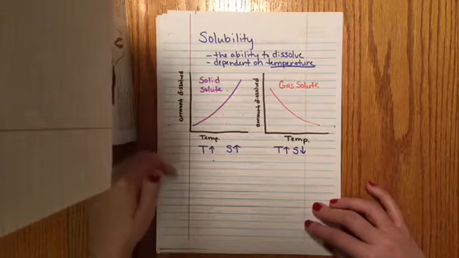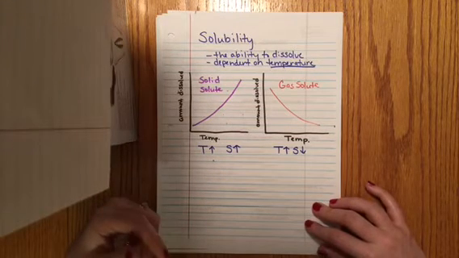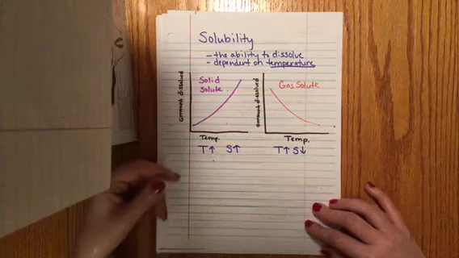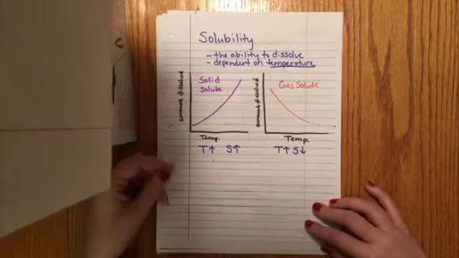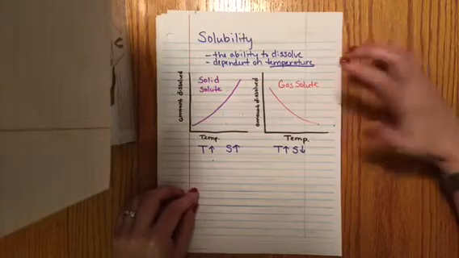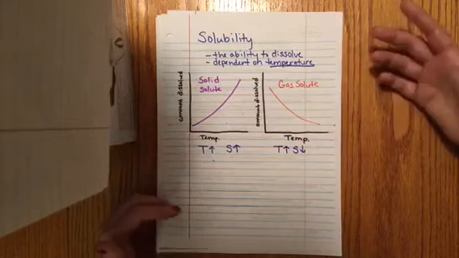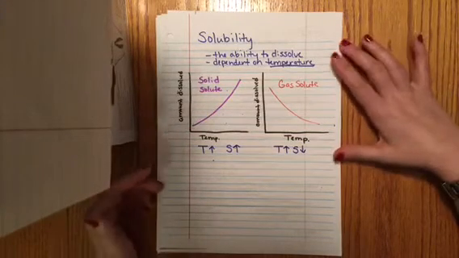It also can be dependent on particle size. It can be dependent upon whether you're stirring it or not, and also the pressure that you put on the system. But the most important factor, and the one that we're going to focus on today, is temperature. Now, you already know this. If you're trying to make sweet tea, you know the hotter the water, the more sugar you're going to be able to dissolve in it.